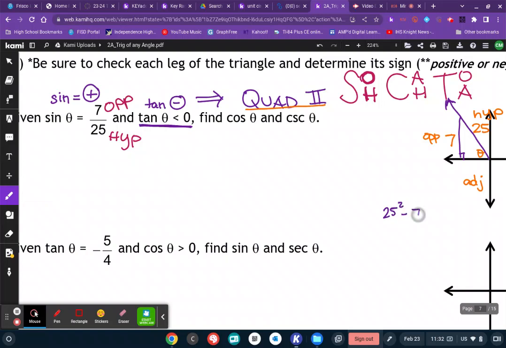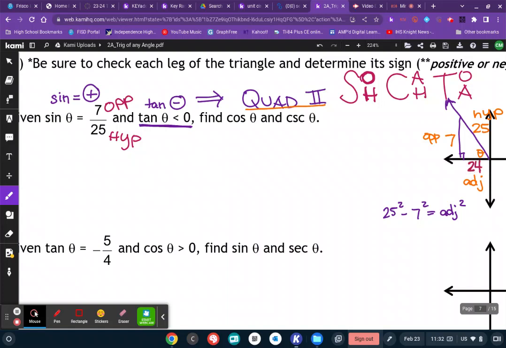I know 25, so I'm going to go to my calculator and I'm going to put in 25 squared minus 7 squared. And then I'm going to take the square root of that number that I get. And it's going to tell me that my adjacent side is how long? 24. Okay, are we all right with that? 24.